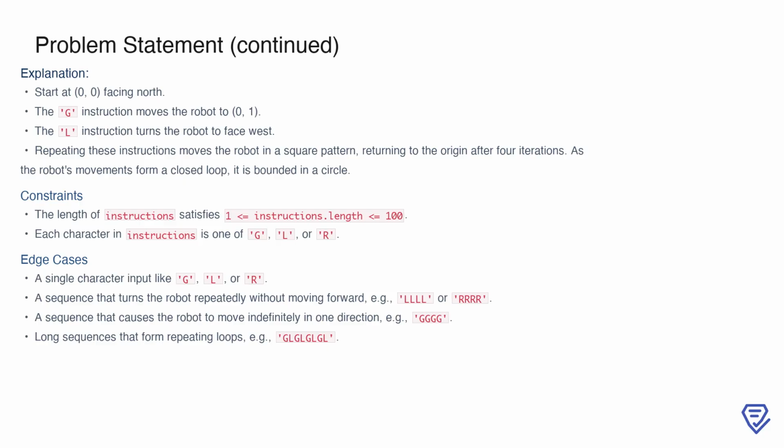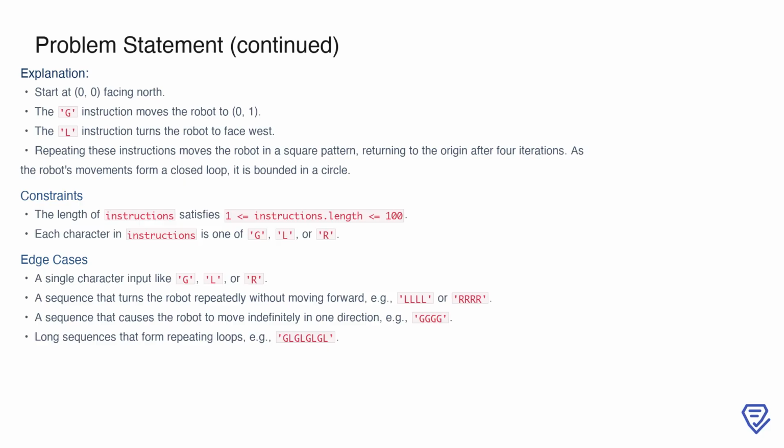For the third example, the input is GL. The robot begins at the origin, facing north. The first instruction, G, moves the robot one step forward to the position 0, 1. The next instruction, L, makes the robot turn left, changing its direction to face west.